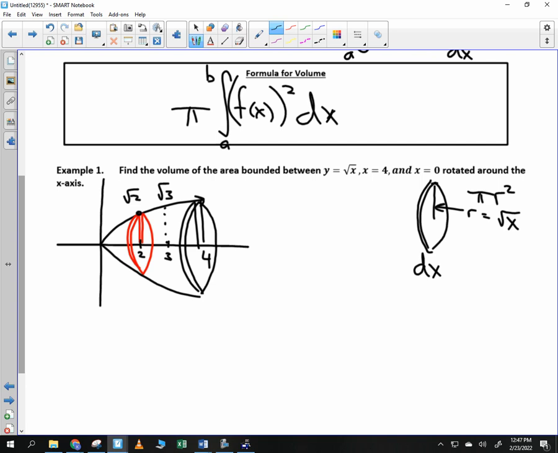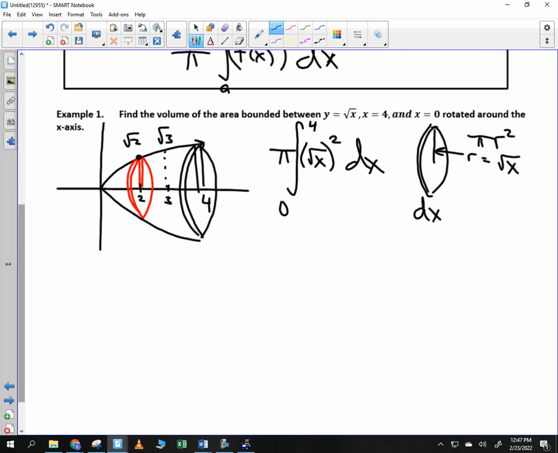So the volume of one of these things is pi times r squared, or square root of x squared, times the width dx. That's the volume of one. We want an infinite number, so what should I do? Put on an integral. Where do you think we bound it from? 0 to 4. And now the problem becomes easy peasy.